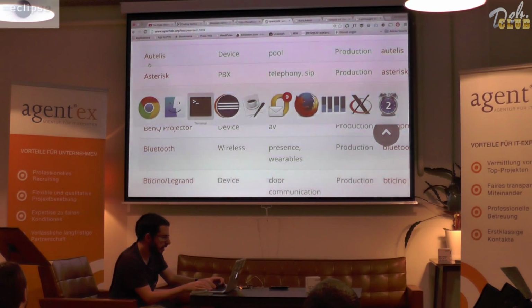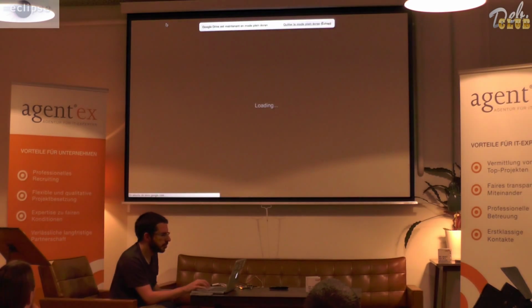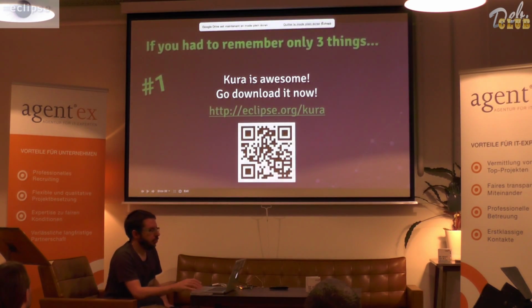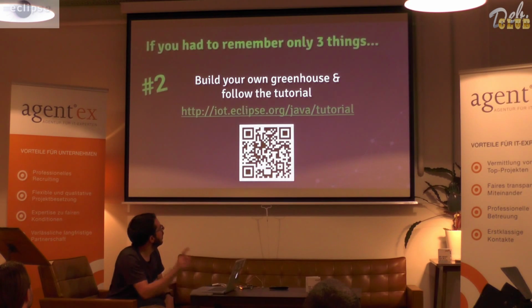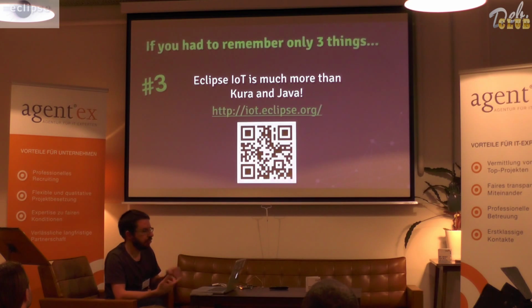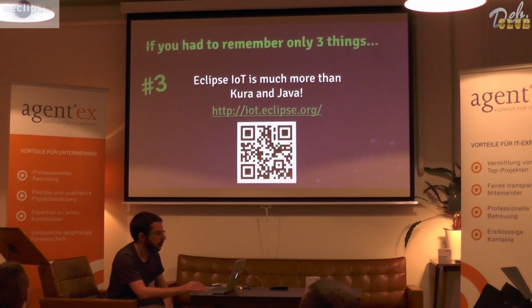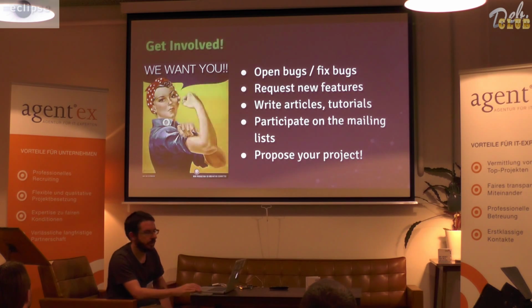So back to the slides, but I think I'm done with the slides. That was for Smart Home. If you were to remember only three things, of course, Kura is pretty cool, so go check it out, download it, install it on your Raspberry Pi. There is the tutorial I mentioned, and there's much more than just Kura, just Java, just Smart Home. If you want to check out all the projects, the best starting point is iot.eclipse.org. Please get in touch with the projects from the mailing lists, etc.